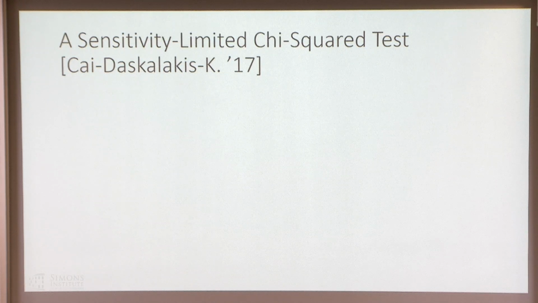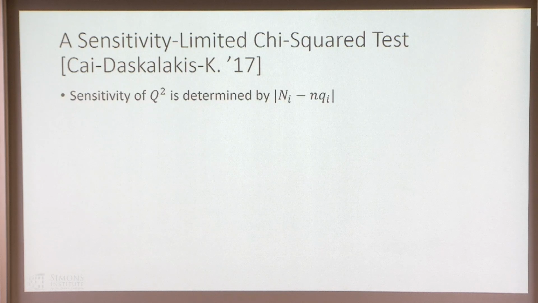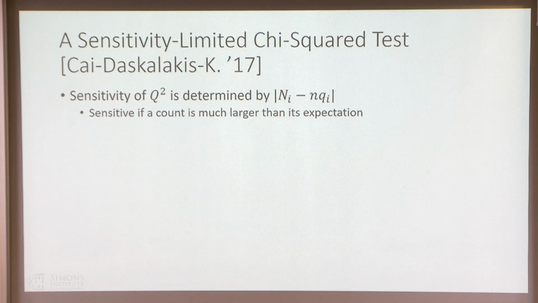Okay, so the issue with the question is whether we can bound the sensitivity of this chi-squared test. I'll point out that for the statistic I mentioned a few slides ago, the sensitivity is pretty much determined by this n_i minus nq_i, that is the true count versus the expected count. And this can be very sensitive if a count is much larger than its expectation. The idea, though, is if something is much larger than its expectation, then it can't be the right distribution.